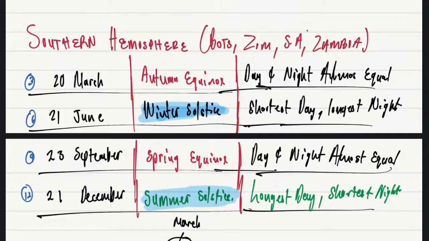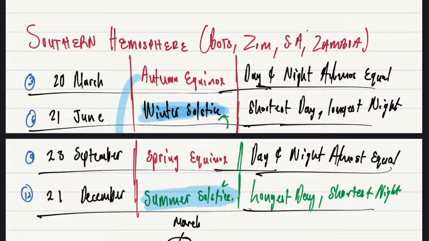So for the northern hemisphere, you flip it around. You swap the equinoxes and you swap the solstices. Okay? You swap them. This solstice is here, this one is there. Then you swap the equinoxes, and then you have the same thing for the northern hemisphere.